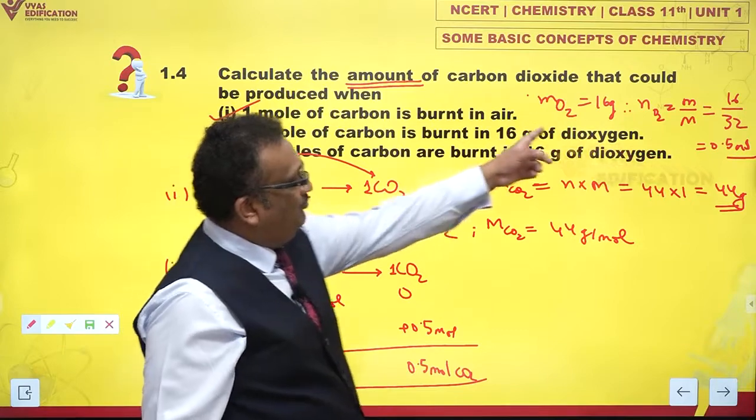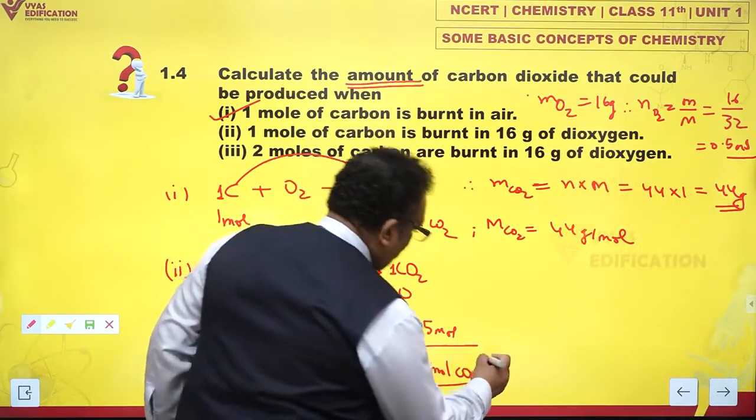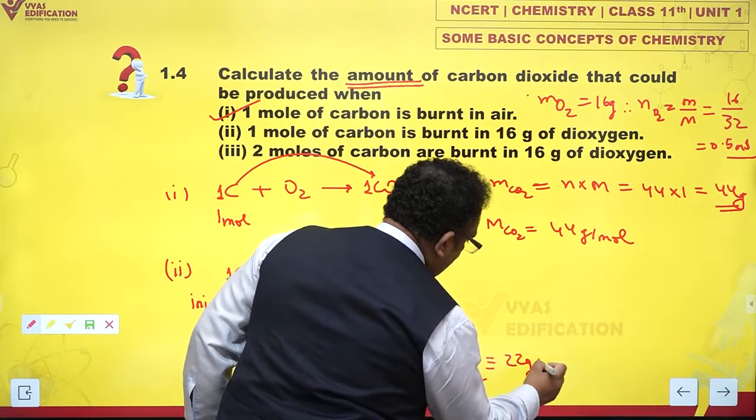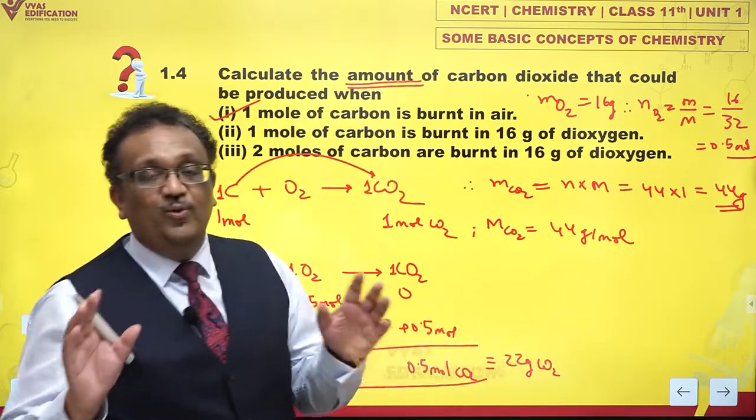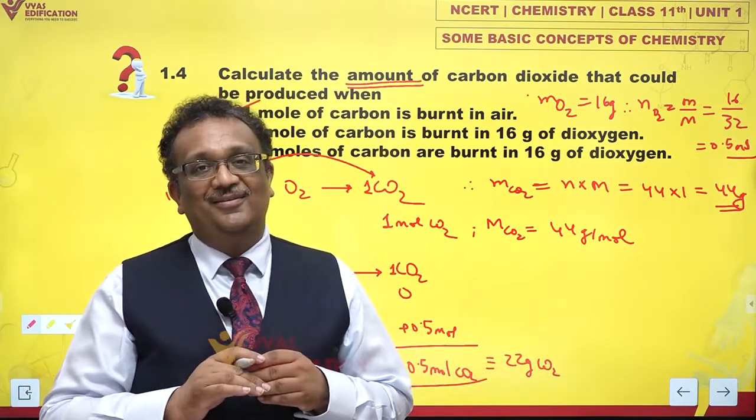Please remember, 1 mole was 44 grams. So 0.5 moles would be 22 grams of CO2. I just land up with 22 grams of CO2. That's all. Fine.